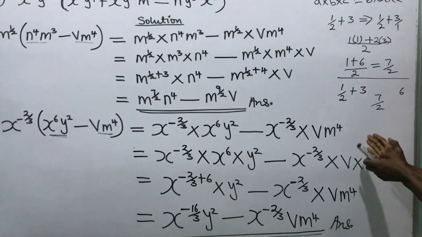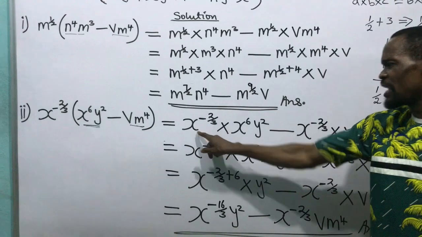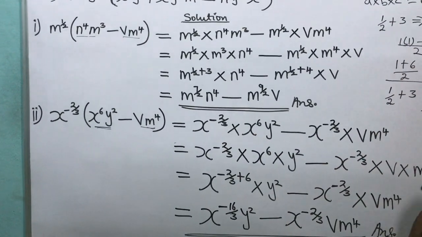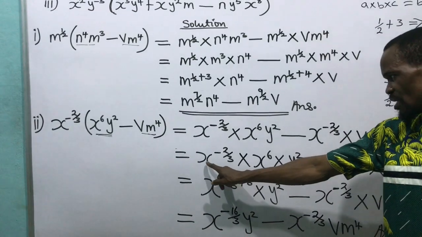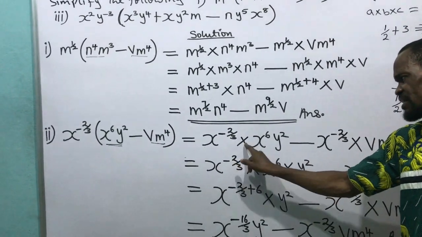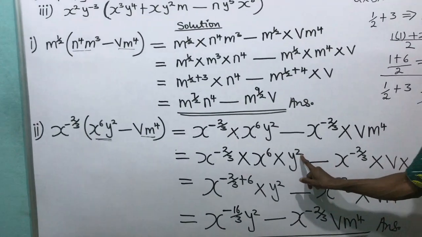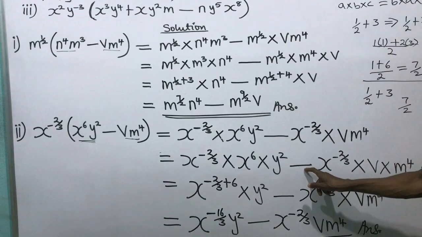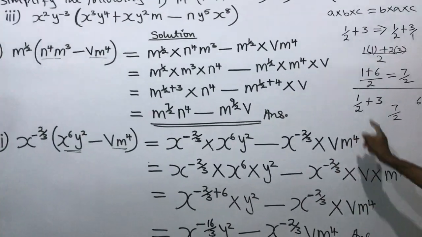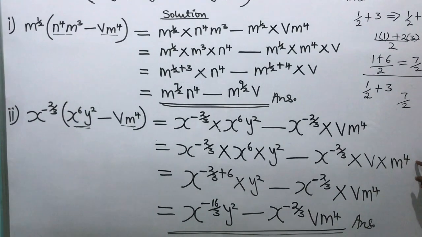This term and this term are of the same base. What will I do? I will say this will give me x raised to the power minus 2 over 3 times x raised to the power 6 times y raised to the power 2. Minus, look at that minus, x raised to the power minus 2 over 3 times this term of the same base, times v times m raised to the power 4.